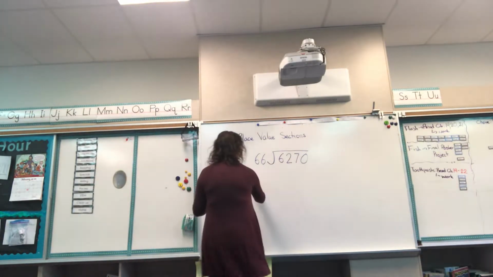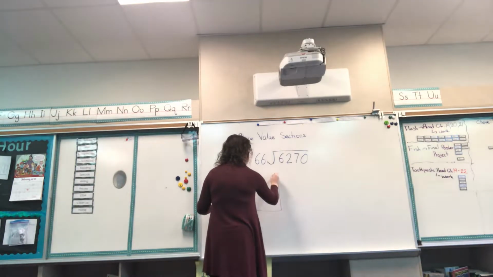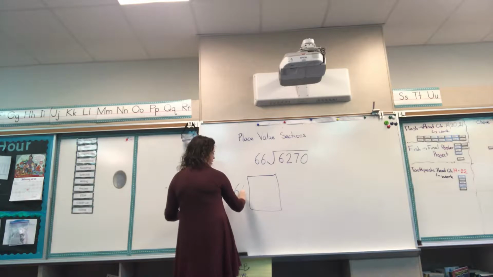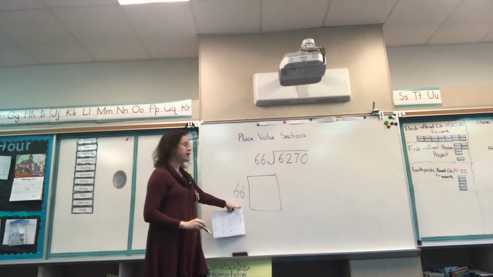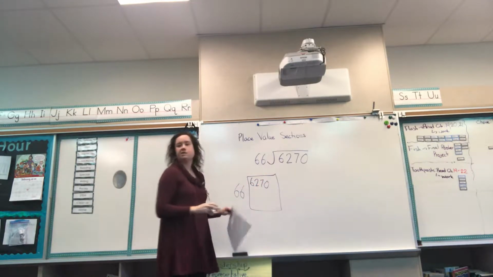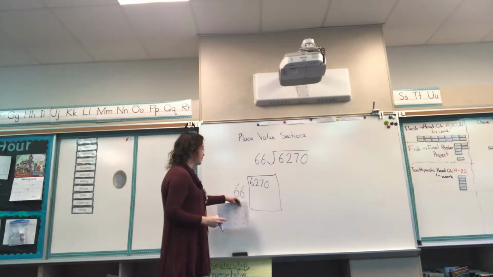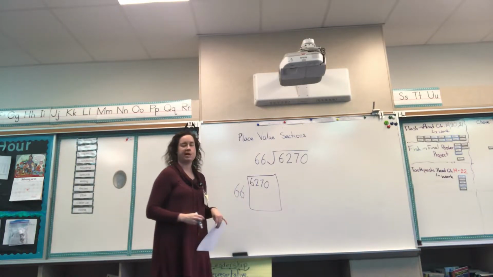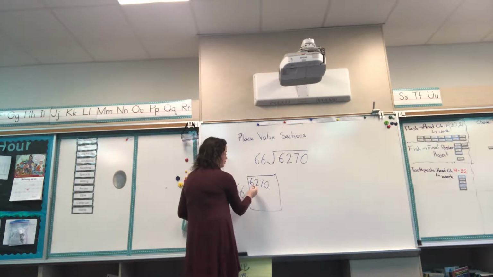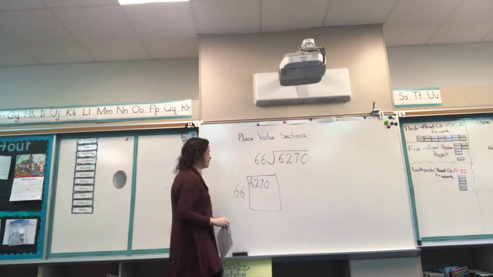I always start with a rectangle. I put my divisor onto the side right here. Then I put my dividend into the middle, and my quotients are going to go up top. So I start this method by looking at, can 66 go into the number 6? No, it cannot. It cannot go into 62 either. So I know I'm working with 627.